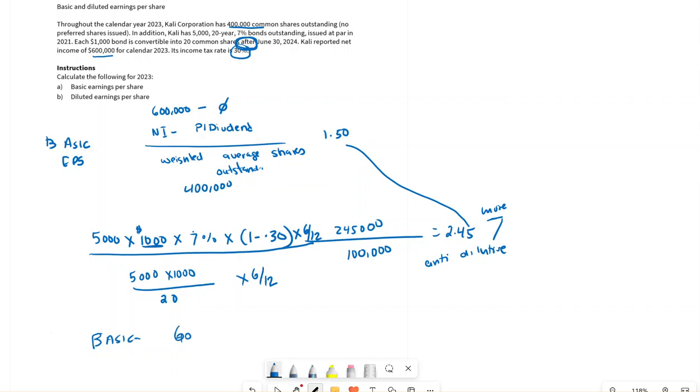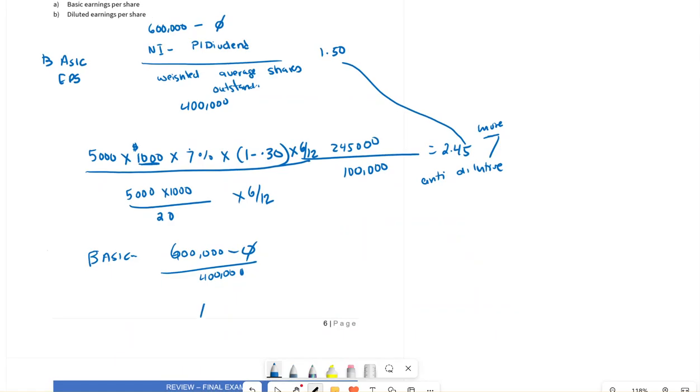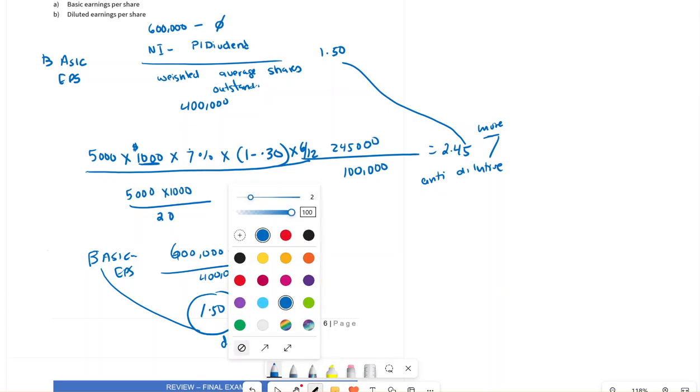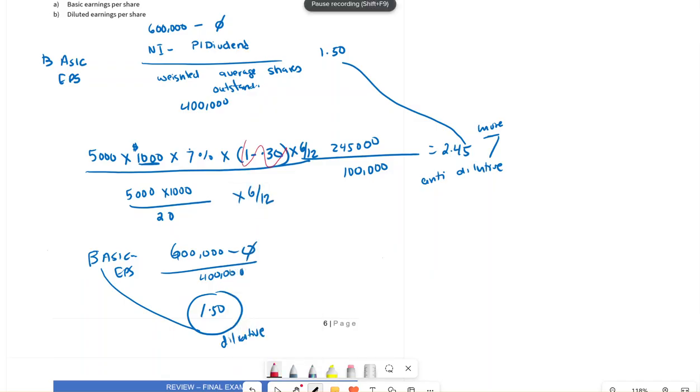My basic earning per share was my net income minus your preferred divided by 400,000. So that is my basic, which is $1.50. My basic earning per share and dilutive earning per share are the same. When you have a preferred share, we pay them dividend. If you pay them dividend, there's no tax component on the dividend.